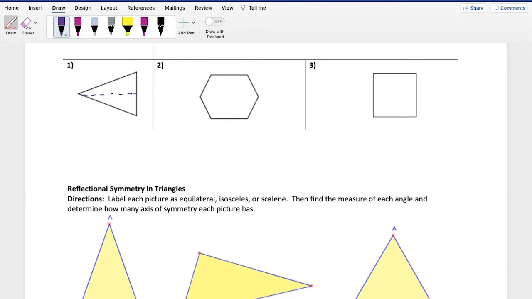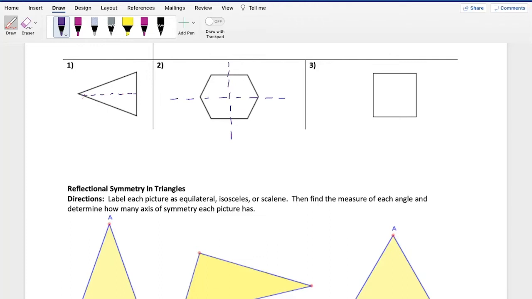All right, on this polygon, I actually have 2 axes of symmetry. I could draw an axis of symmetry going straight down, dividing it in half. And if I were to fold that over, those 2 pieces would match up. I have another one. I could also draw this horizontal axis of symmetry going through. And again, if I were to fold it over that axis of symmetry, the pieces would match up.